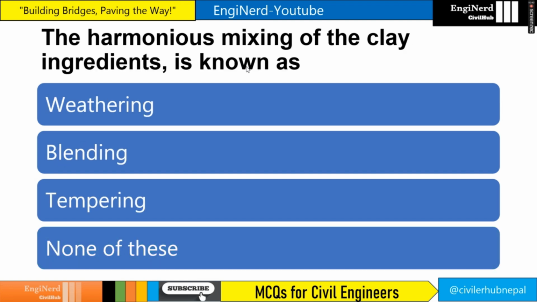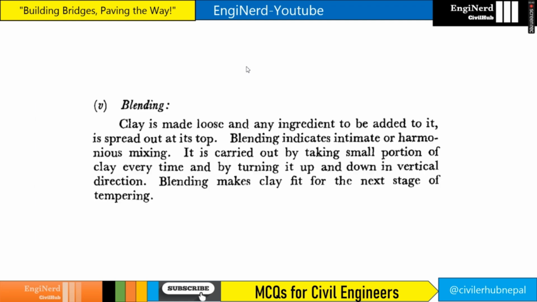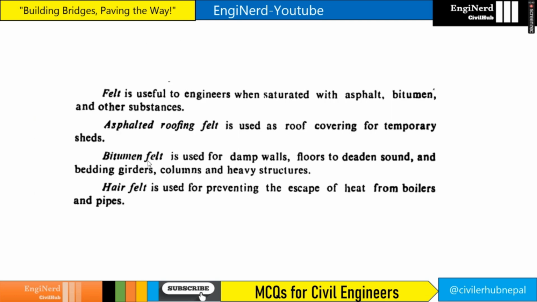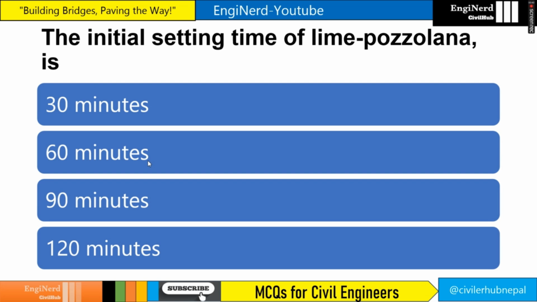The harmonious mixing of the clay ingredient is known as blending, right? Blending indicates intimate or harmonious mixing. Bitumen felt is used as waterproofing material, damp proofing material, and made from bitumen and hessian fibers. All of the above, the answer is all of the above, right? The initial setting time of lime pozzolana is 120 minutes. This is a simple question.